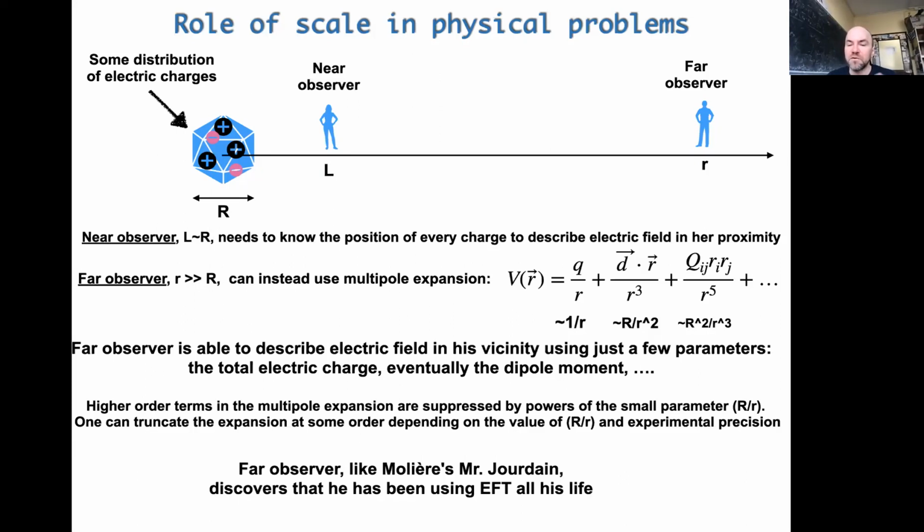Every term in this expansion is suppressed by more powers of a small parameter, which is big R over small r in this case. If you're sufficiently far away, what matters is typically the first term in this expansion, the total charge of it. Then if you want to refine your description, or if the total charge is 0, you can add the dipole moment to get a better description of the fields. And if you want an even finer description, you add in the quadrupole moment, and so on.